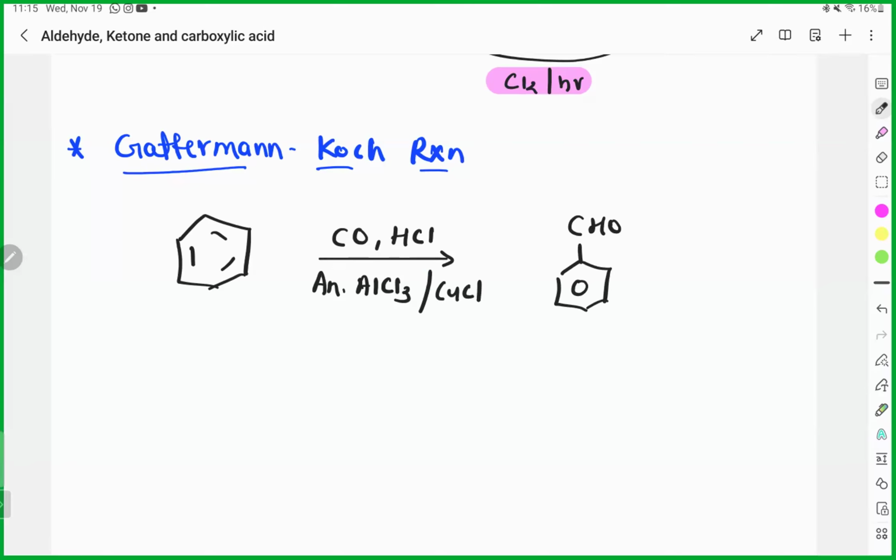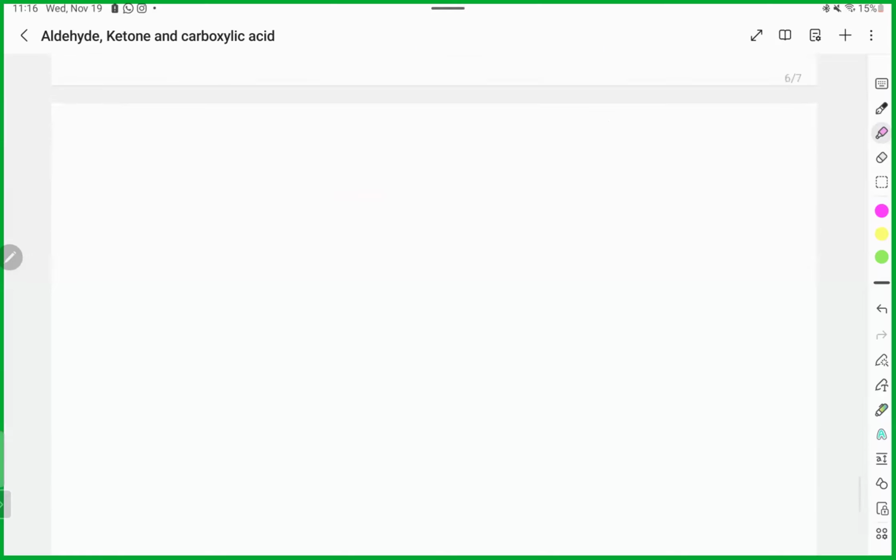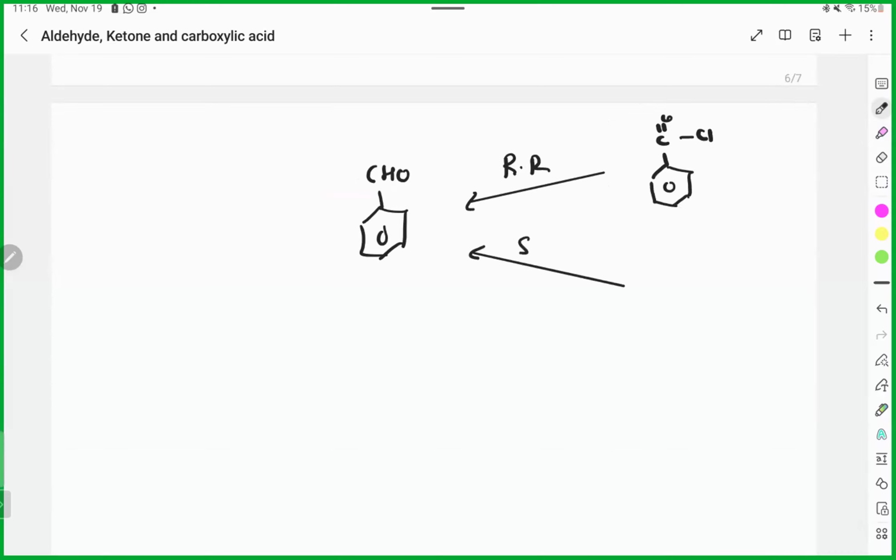So here in Gattermann-Koch, you are making aldehyde. You know this reaction, carbon monoxide and HCl is important. And with this, all the preparation of aldehyde is done. Summary is too easy to do. You want to make aldehyde. First reaction is Rosenmund reduction, which you do from acid halide. Second, Stephen's reaction, you make it from the nitrile or cyanide. Or third, you use DIBAL-H. You can make it from the ester also. And I will write here RCHO.